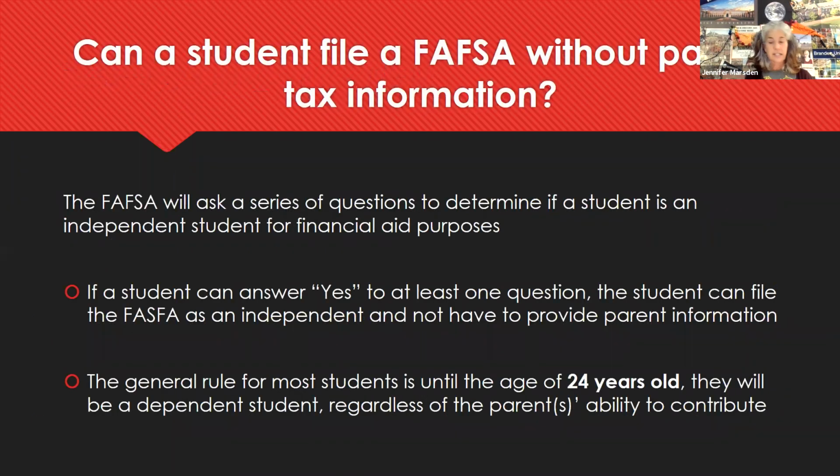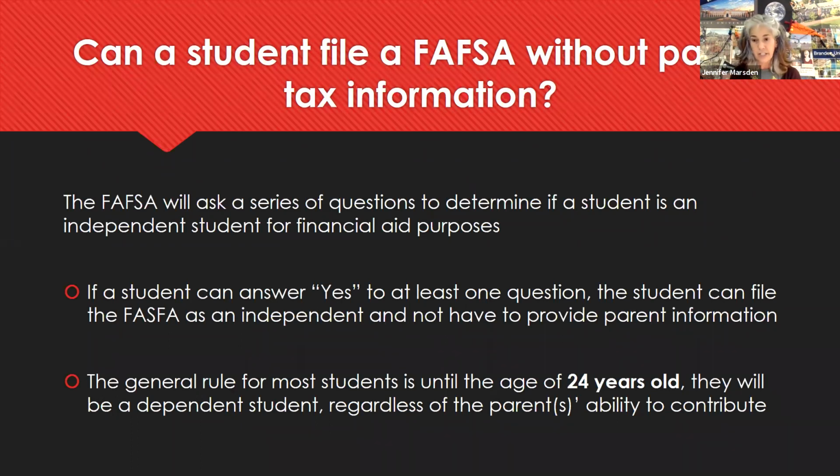Okay, a lot of kids ask this, and parents ask this. Sometimes I can't contribute anything to my student's education. My parents aren't going to contribute. Why do they need to be on here? This seems like a hassle. So up until the age of 24, the federal government requires that for students filing a FAFSA, if they can provide parent information, they should. We have a lot of students every year who don't need to provide parent information. There's a series of questions right at the beginning of the FAFSA that the student will have to answer.